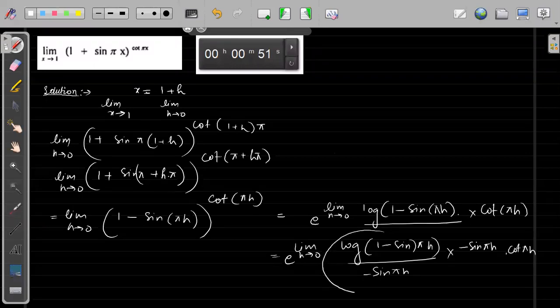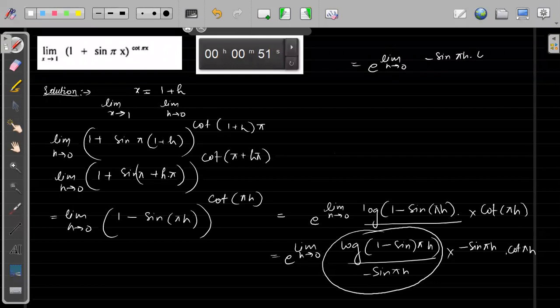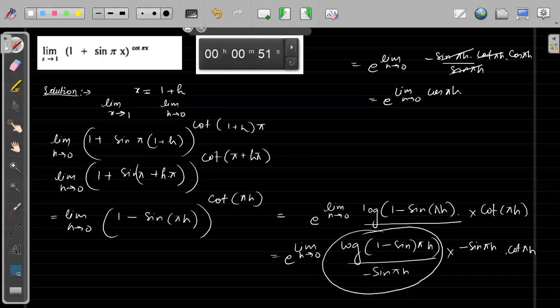Now this whole thing is tending to 1 because sine of pi h is tending to 0. So this will get transformed into e to the power limit of h tends to 0 minus sine pi h into cot of pi h, right? Cot of pi h will be simply cos of pi h divided by sine of pi h, right? So this will get cancelled with this. So this will be e to the power limit of h tends to 0 cos of pi h into minus. So this will be simply e to the power minus 1.